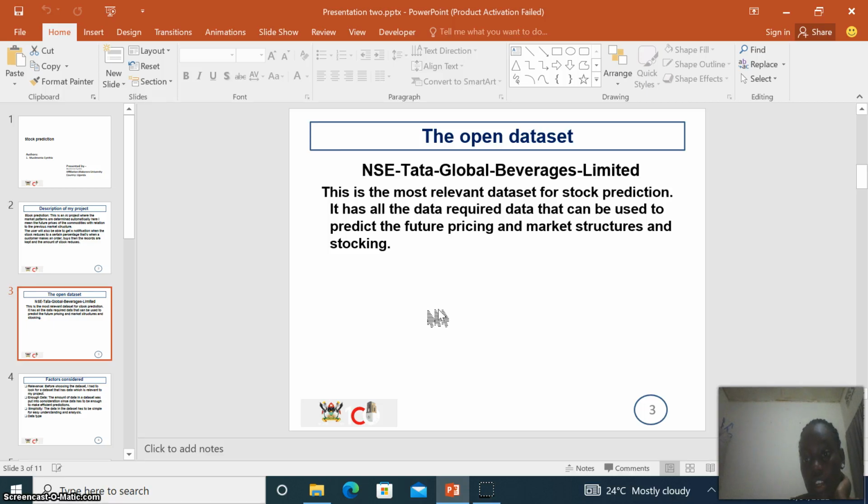Here I got an open data set, and it is NSE TAT Global Beverages Limited. I think this is the most relevant data set for stock prediction I got, since it has all the data required, and the data is easy to understand, so I opted for that, and I think everyone will like it.